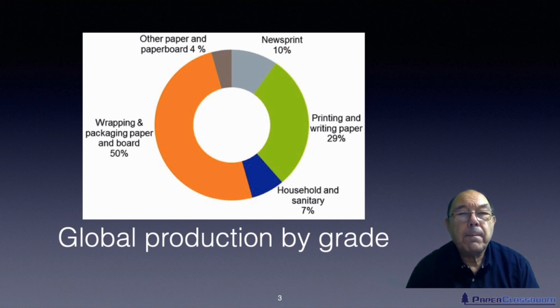So together we've got 39% communication papers. And then we've got all the different grades of tissue in that blue segment, what we call household and sanitary. And then finally, everything else that's not in any of those categories constitutes about 4% of the world's production. And what's happening at the moment is the world is seeing an increase in the amount of packaging paper being produced and a decrease in the communication papers. Tissue is also on the rise.